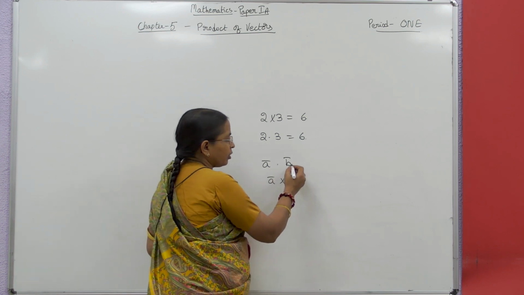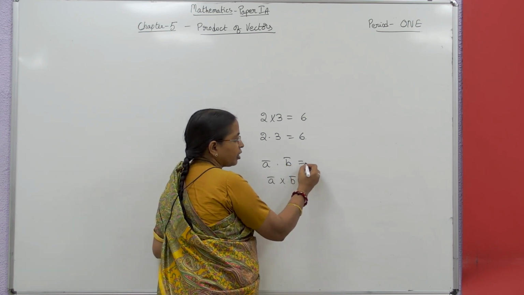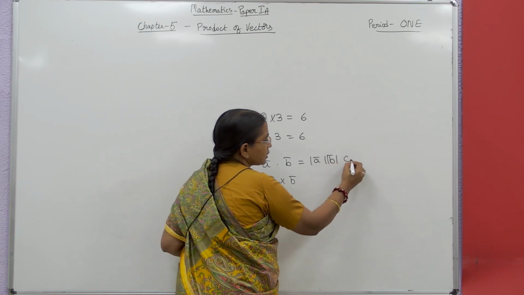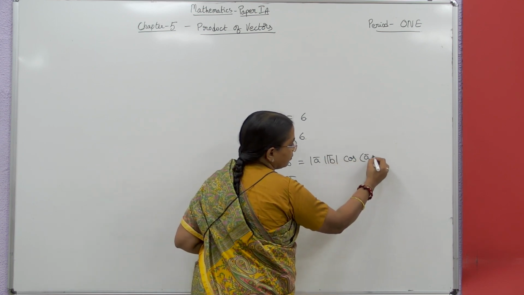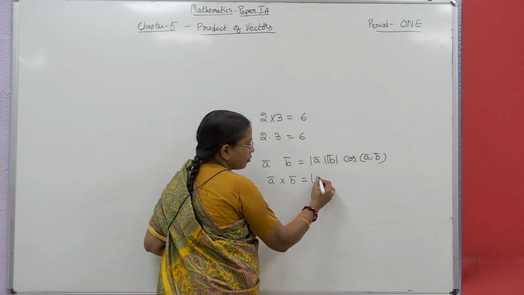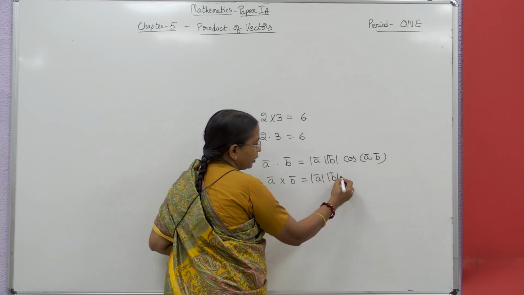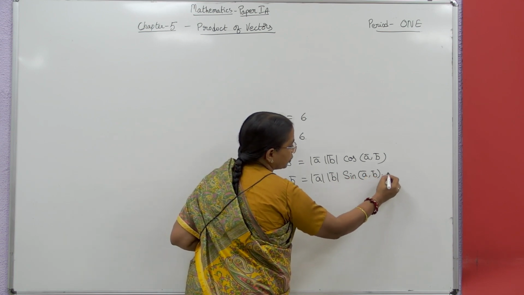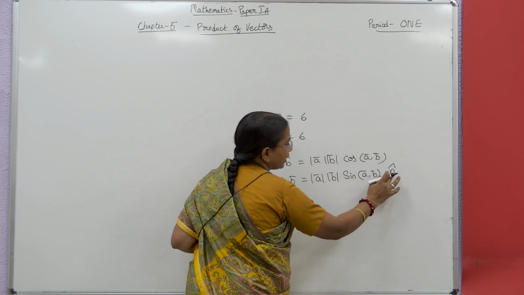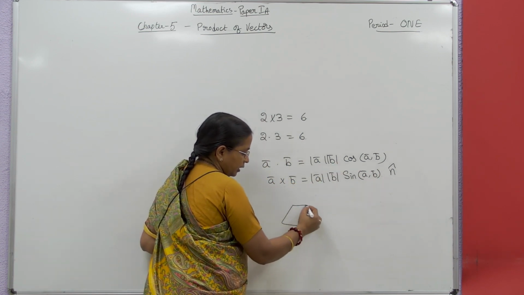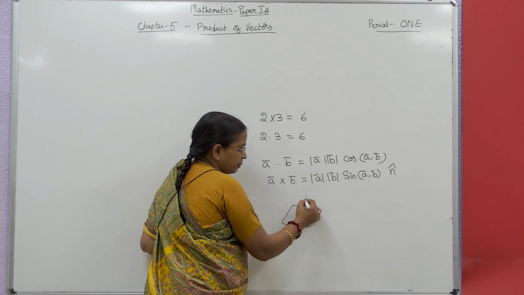We define A dot B as mod A mod B into cos of angle between A and B. And then A cross B is defined as mod A into mod B into sine of angle between A and B into n cap, where n cap is a unit vector perpendicular to the plane containing A and B.